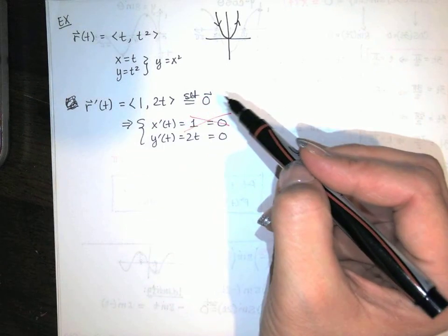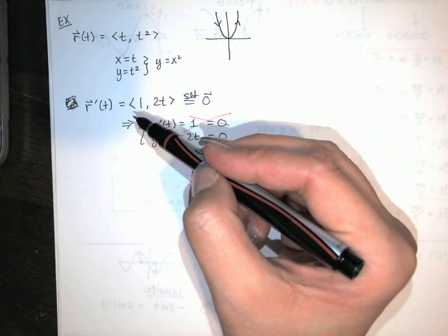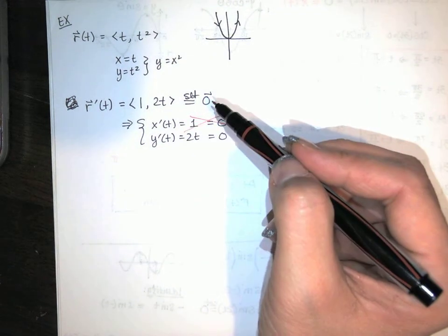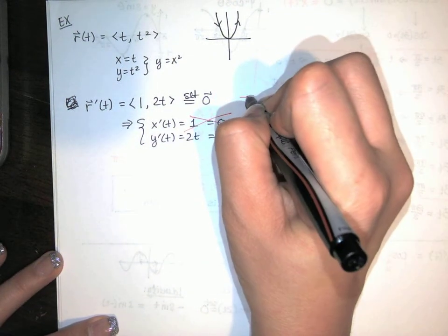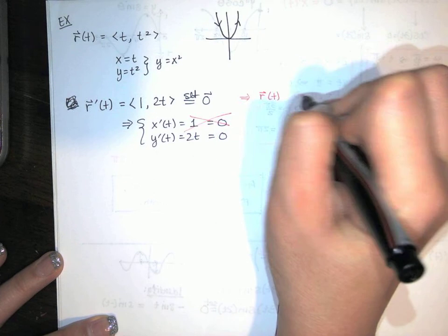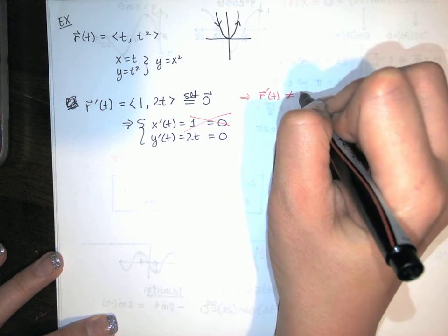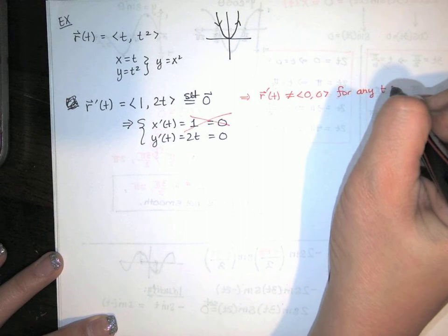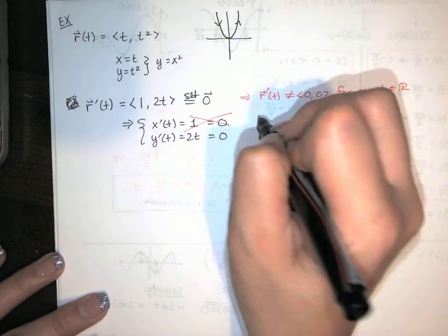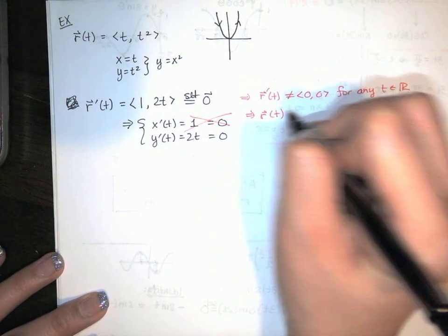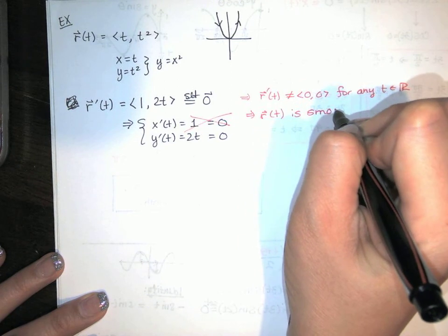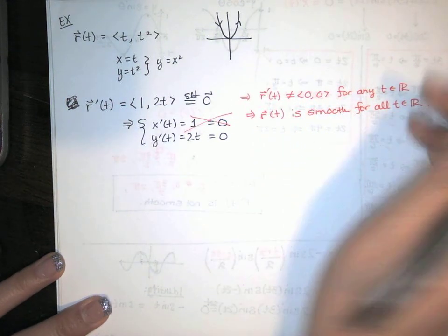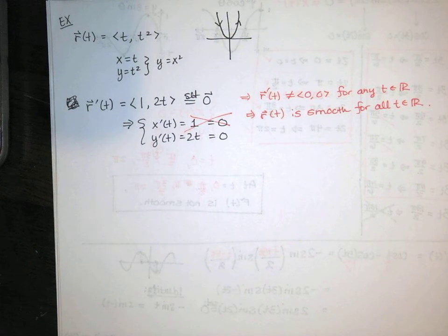We'd only have an issue when we have a t-value that we can plug into this and get a 0, 0 out. And we're never getting a 0, 0 out of this. So r prime of t is never equal to the 0 vector for any t in the domain, and the domain happens to be all real numbers. So the parameterization is smooth all the time. And we can look at our parabola, and we know it's smooth.